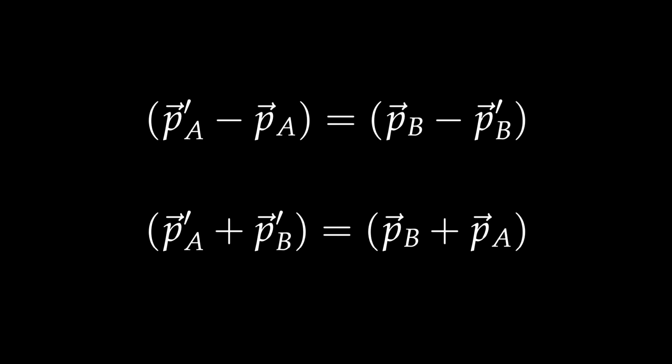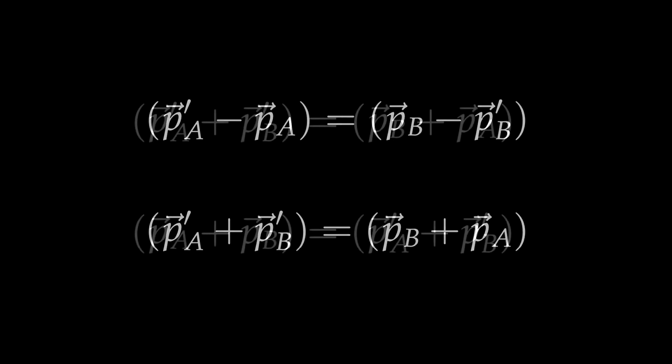I can achieve this, looking at the first equation here, simply by adding PB prime from the right-hand side to the left-hand side and adding PA from the left-hand side to the right-hand side, resulting in PA prime plus PB prime is equal to PB plus PA. Everything final is on the left-hand side, and everything initial is on the right-hand side.